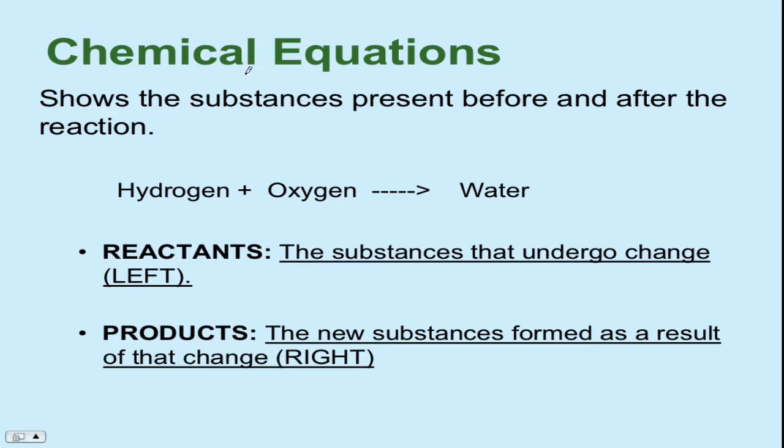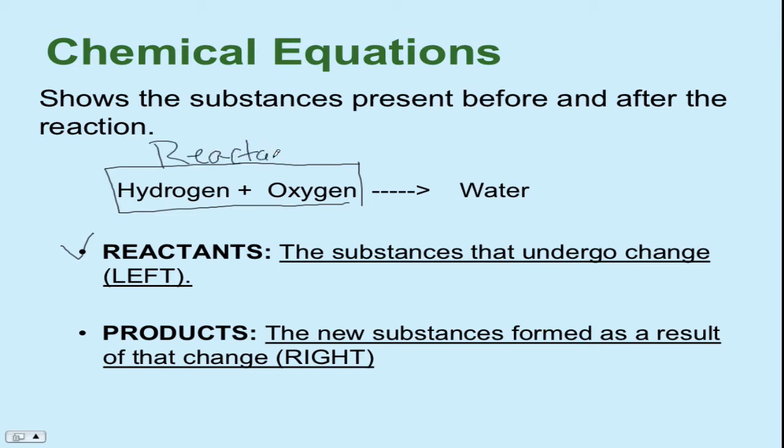What's really nice about chemical equations is that they show you what's going into the reaction and then what comes out. We're going to call what goes into the reaction the reactants, because they're reacting together. These are the substances that undergo a change. They are on the left-hand side. So if I take a look at my chemical reaction right here, hydrogen plus oxygen, those are my reactants.